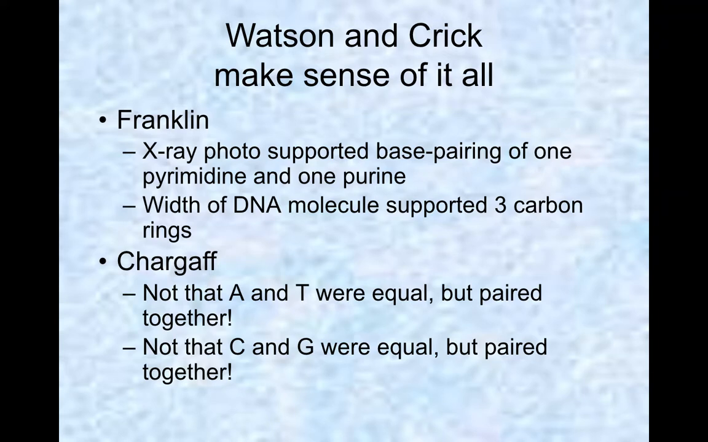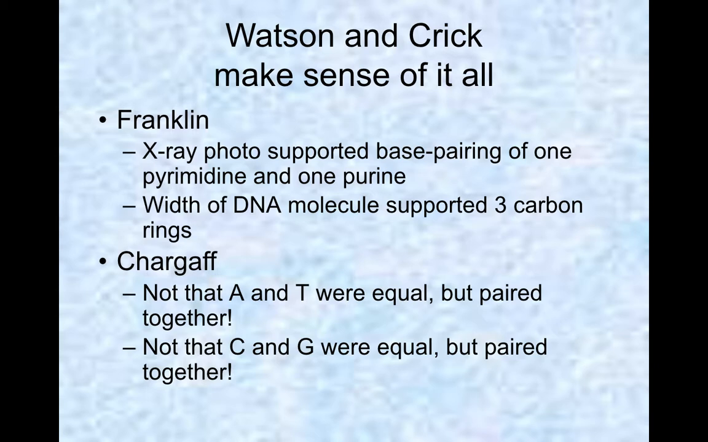So the X-ray photo supported the fact that the width of the DNA molecule was uniform. So how could we get base pairing between the nitrogen bases and still have the width of the DNA molecule be uniform? Well, if you're always pairing a pyrimidine, which is a single ring, with a purine, which is a double ring, then it's always going to be 3 rings wide.